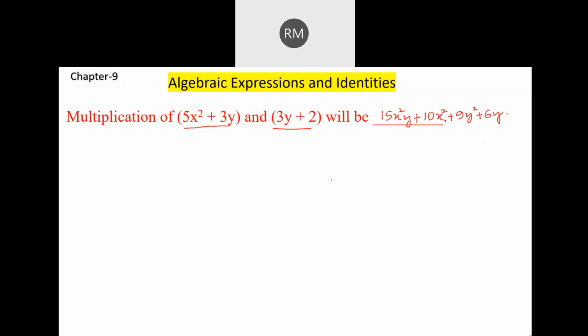So there are only two possibilities now. All of you are correct or all of you are wrong. Sir, all of us are correct. Correct, huh? How did you multiply? You multiply to both the terms. You got 15x square y plus 10x square. Then there is a plus sign, so plus 3y is multiplied to 3y. We get 9y square plus 6y.